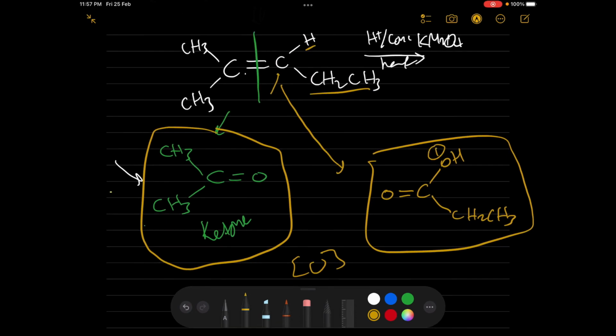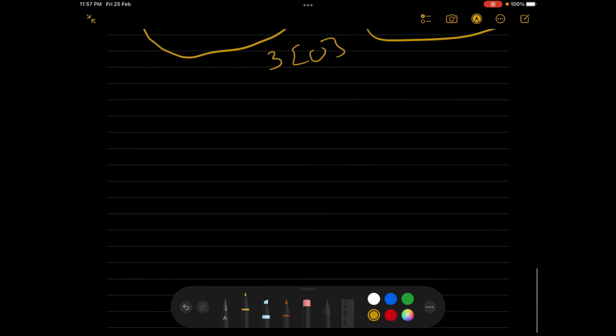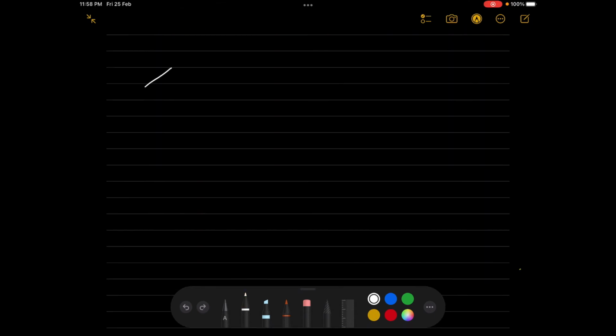You have 1, 2, 3. Then you have to say that 3 oxygens are gained in this case. Let's take another advanced one, this one here. How can I deal with such a compound?